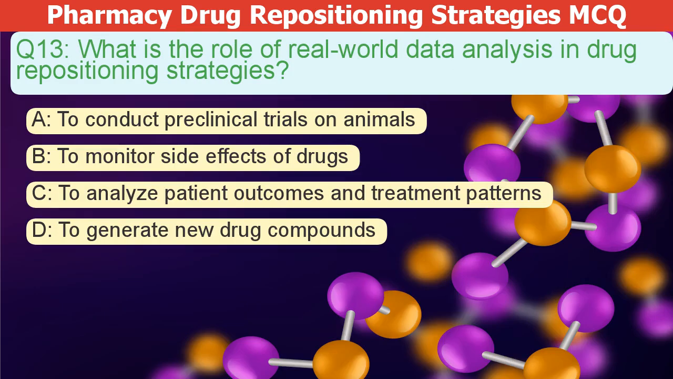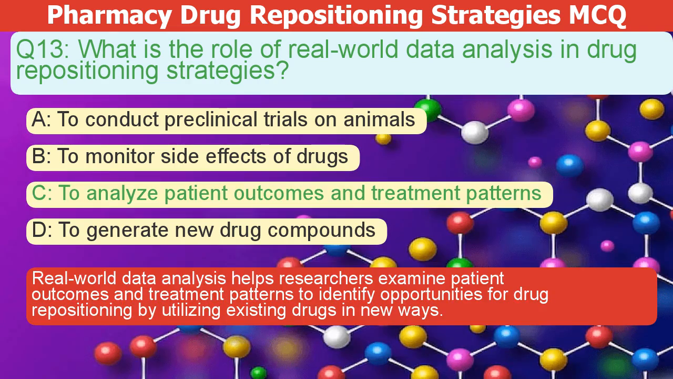What is the role of real-world data analysis in drug repositioning strategies? A. To conduct preclinical trials on animals. B. To monitor side effects of drugs. C. To analyze patient outcomes and treatment patterns. D. To generate new drug compounds. The correct answer is C. Real-world data analysis helps researchers examine patient outcomes and treatment patterns to identify opportunities for drug repositioning by utilizing existing drugs in new ways.